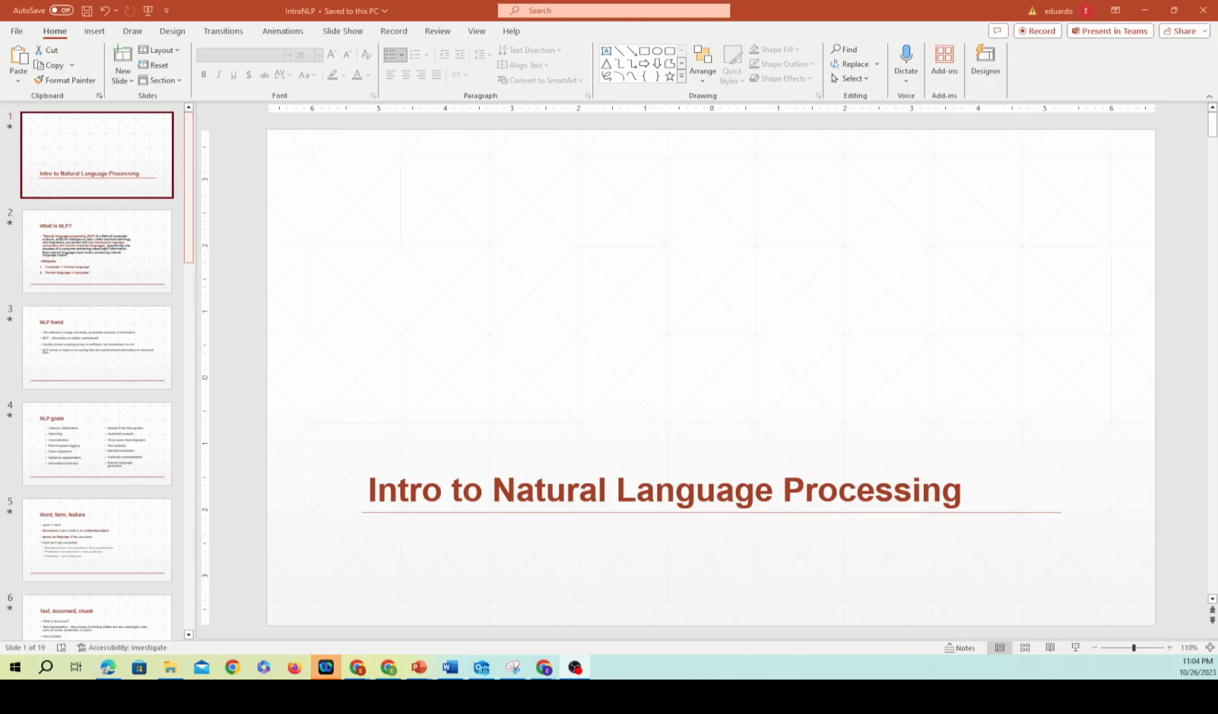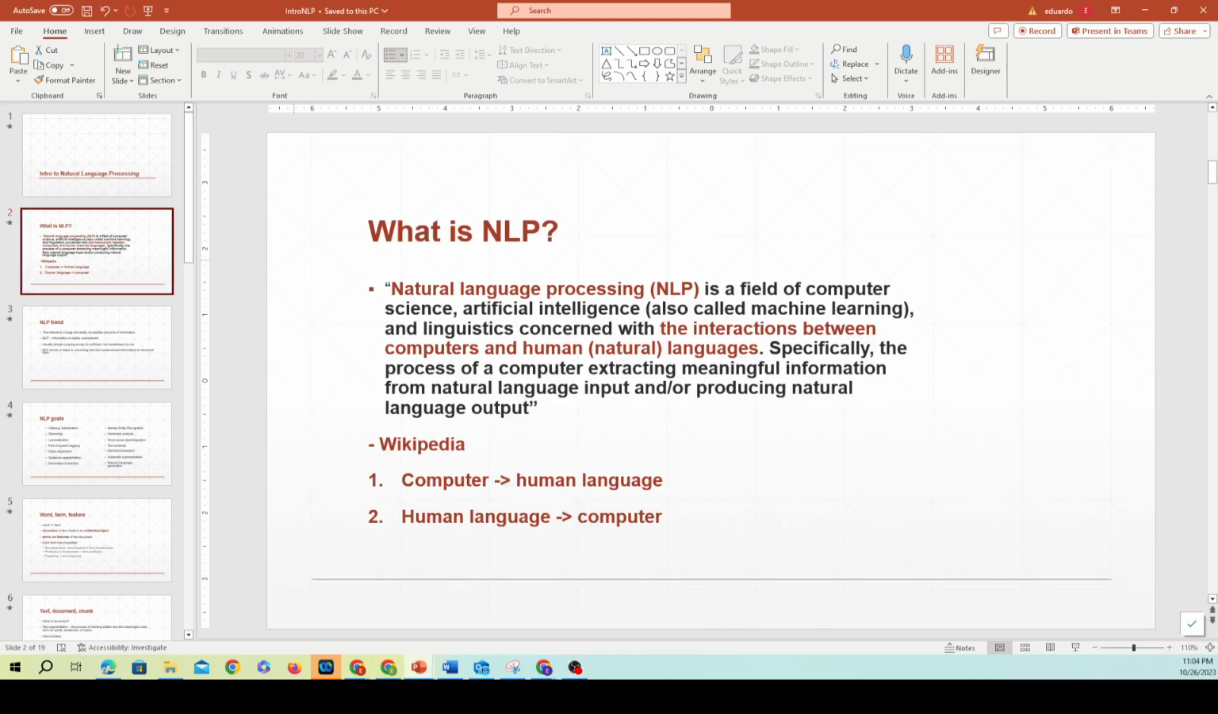Hello. So welcome back. We're going to talk about natural language processing. So what is natural language processing? Natural language processing is a field in computer science and artificial intelligence. Within the branch of artificial intelligence, we have what we call machine learning, and it's focused on linguistic concerns with the interaction between the computer and human natural language. Specifically, the process of a computer extracting meaningful information from natural language input or producing natural language output.